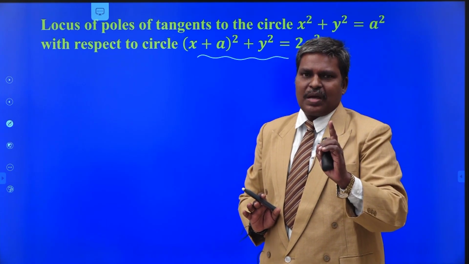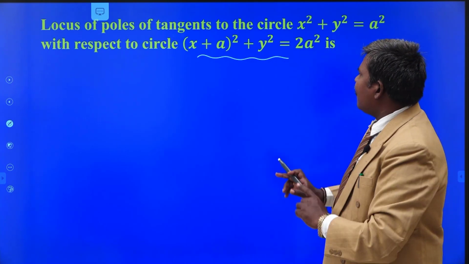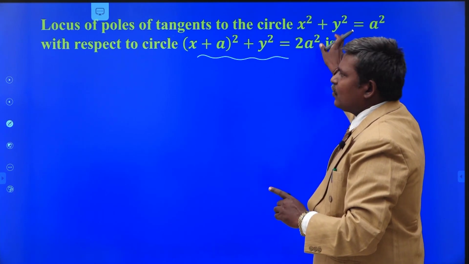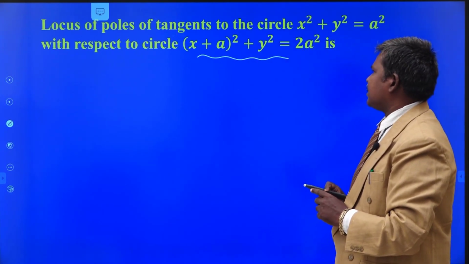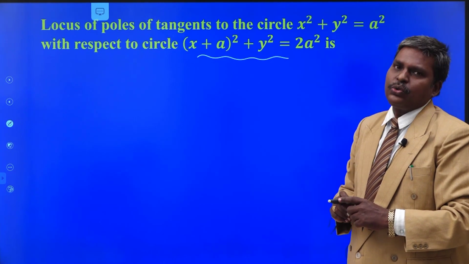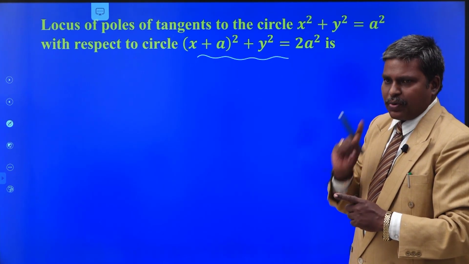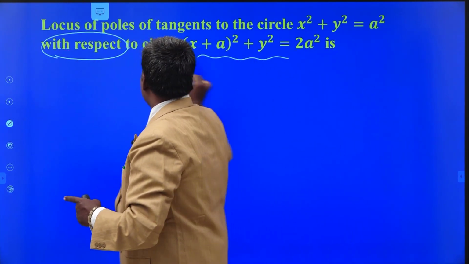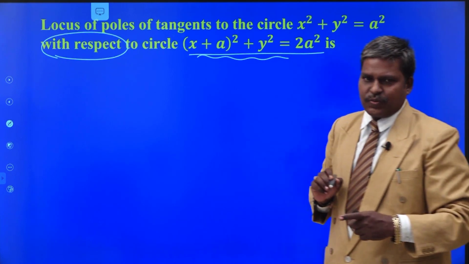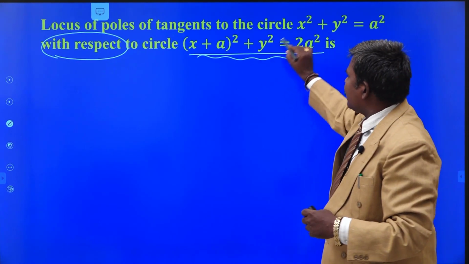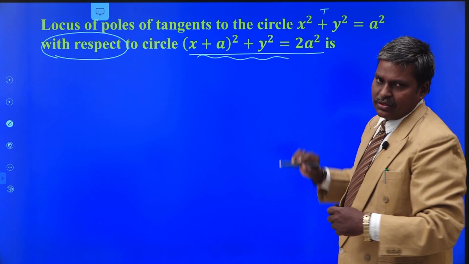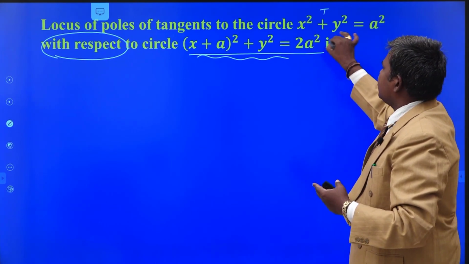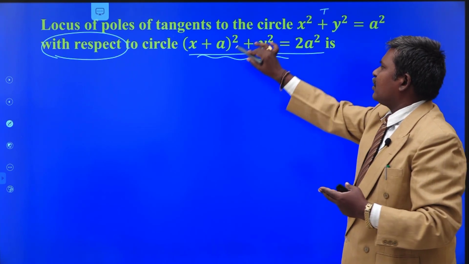So, let P(x1, y1) be the pole of, pole is defined for what? Line. That line is tangent to the circle, but your polar is written with respect to the circle x plus a whole square plus y square is equals to 2a square. So, take some point, write the polar with respect to, read the question, with respect to this circle you are writing the polar equation, that is S1 equal to 0. That polar is what now? Tangent to this circle. So, your line plays two roles here. That line is tangent to this circle and the same line is polar to this circle.